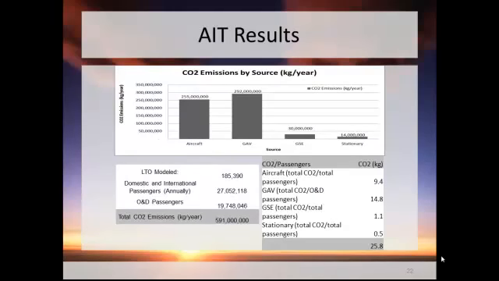Using emissions data calculated from the AIT, it was determined that the largest contributor of emissions is ground access vehicles with 291 million kilograms of CO2 annually, followed by aircraft with 255 million kilograms. GSE and stationary are smaller contributors to emissions, with a combined 45 million kilograms of CO2. Breaking down annual emissions to reflect CO2 per passenger shows that each passenger accounts for approximately 26 kilograms of CO2.